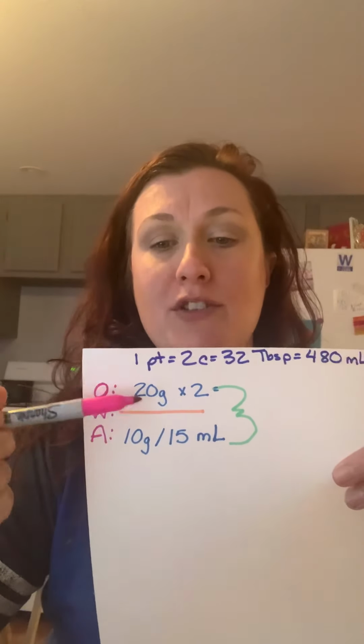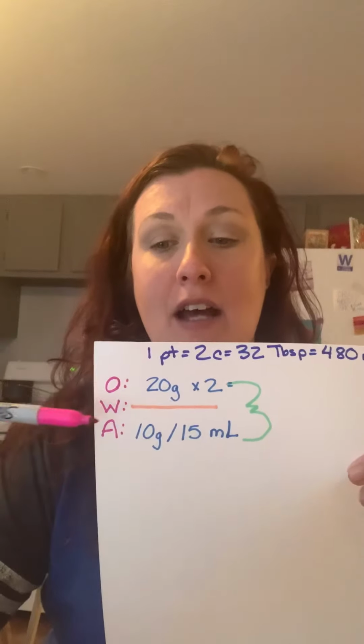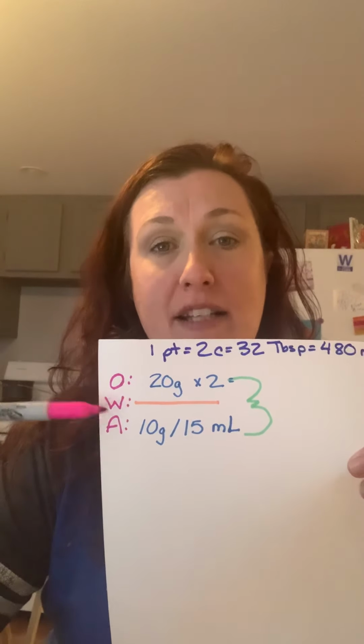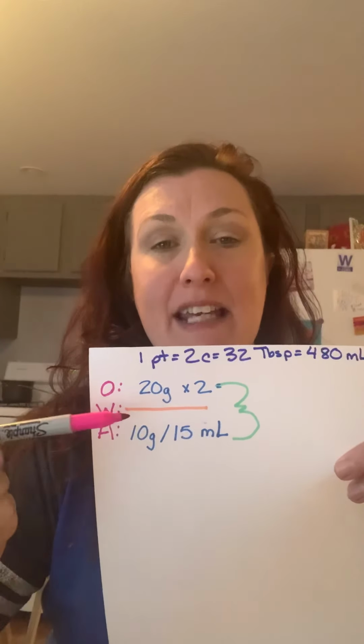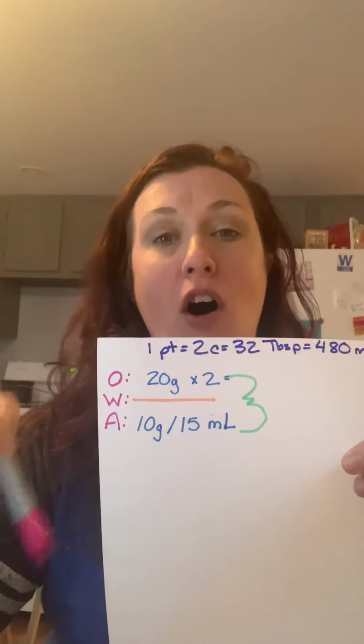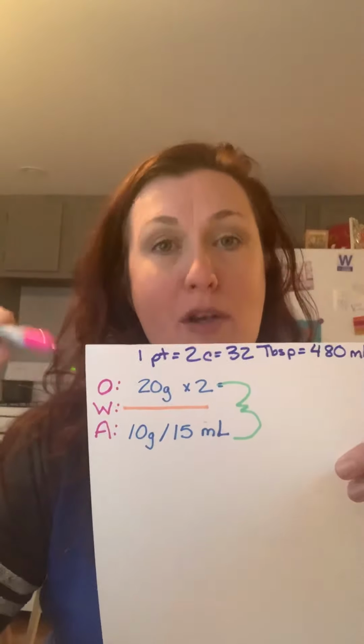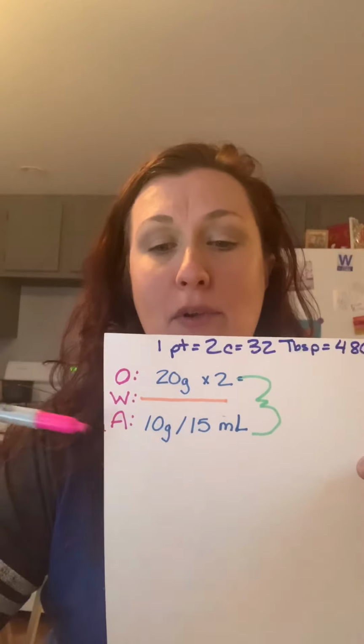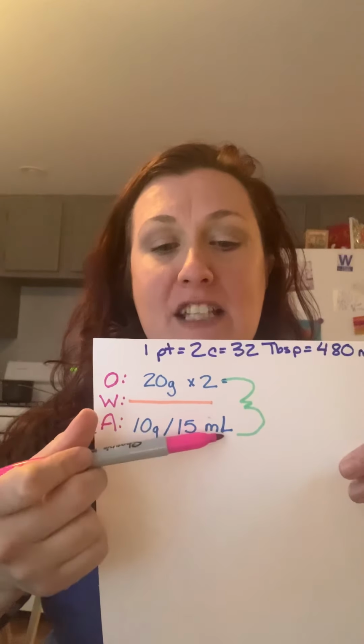I've written OWA. My order was 20 grams twice a day. And I always write the weight down, whether I need it or not. I can always put a line through it, but that gets me in the habit of writing out all of my OWA, so I always have my information organized. The available was 10 grams per 15 mils.